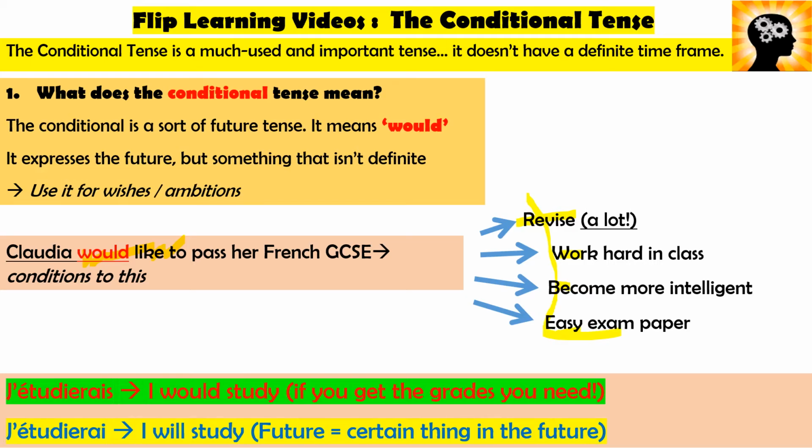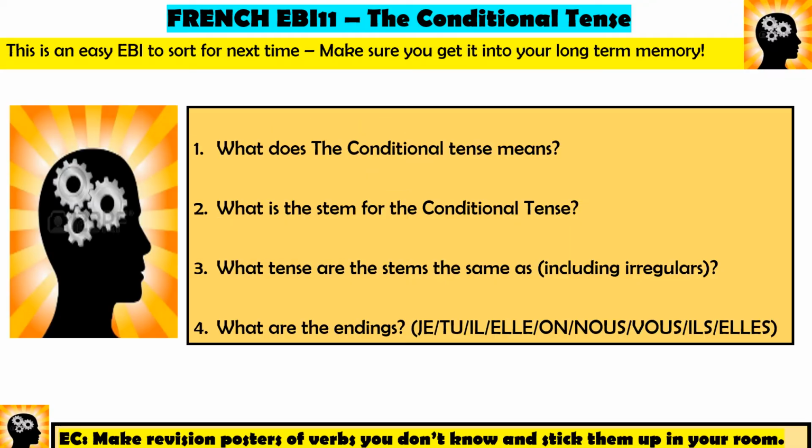So this is what you need to know. The conditional tense means what would happen. Okay guys, we've looked at question 1. We're saying what would happen in the future. Let's have a look at how to form it. Now, if you know your future tense, your EBI, this is so straightforward because it's almost exactly the same.